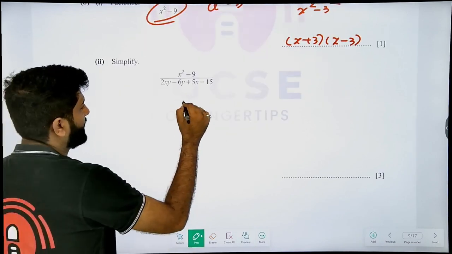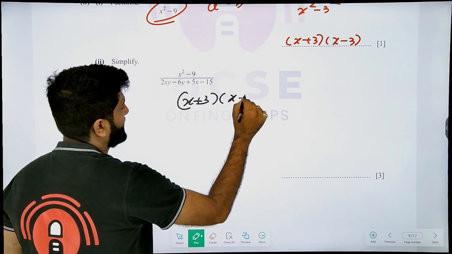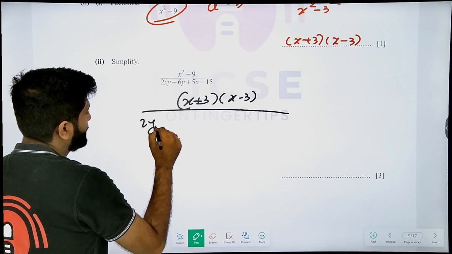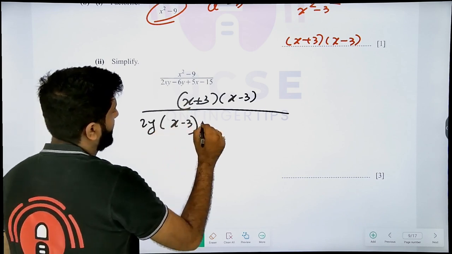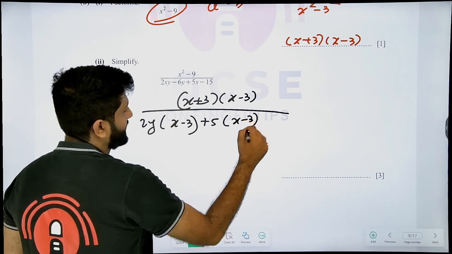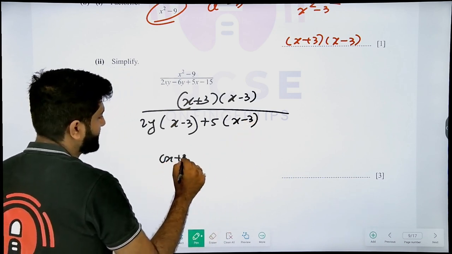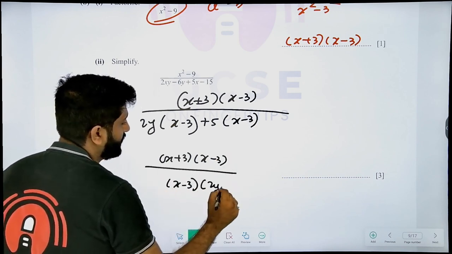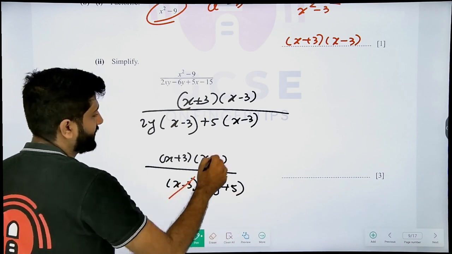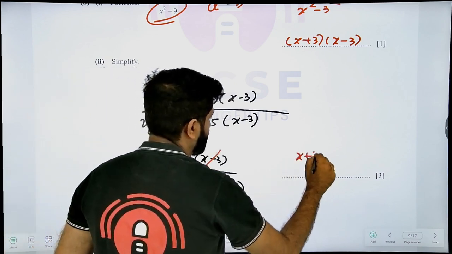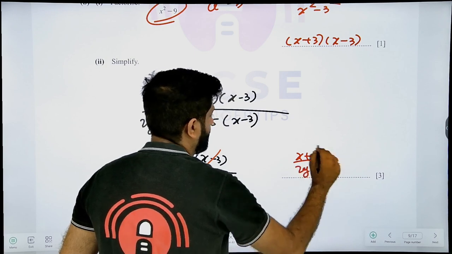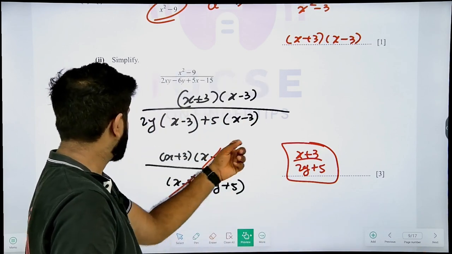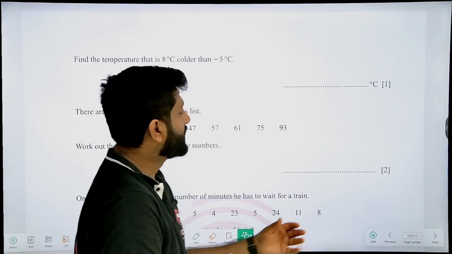So I know the numerator is nothing but x plus 3 times x minus 3 upon. Now for the denominator, let's say I'll take 2 and y common. So you have x minus 3, and again let me take 5 common, so I have x minus 3. So I can further simplify this as x plus 3 times x minus 3 over x minus 3 into 2y plus 5. So this is going to get cancelled. So you have x plus 3 over 2y plus 5. This is your answer. Okay, I think that should be it for this page. Yes, that is it. Now going towards the next question.